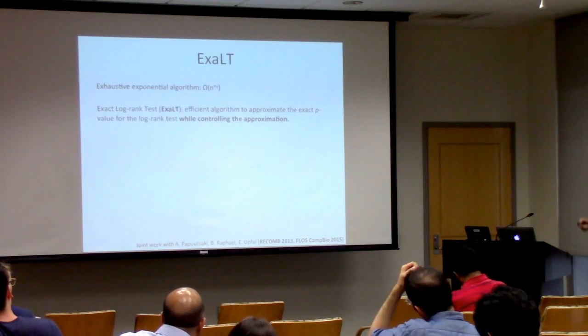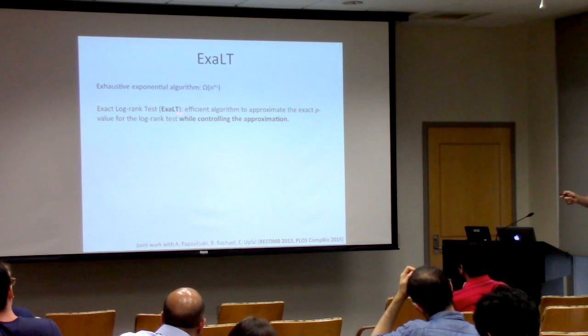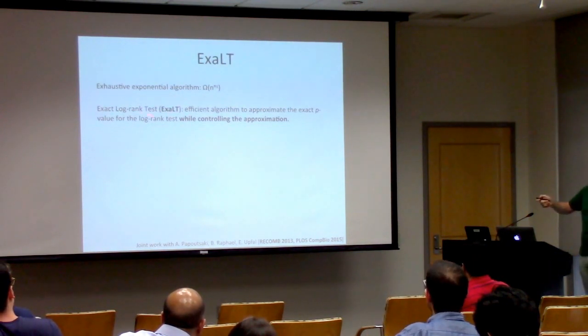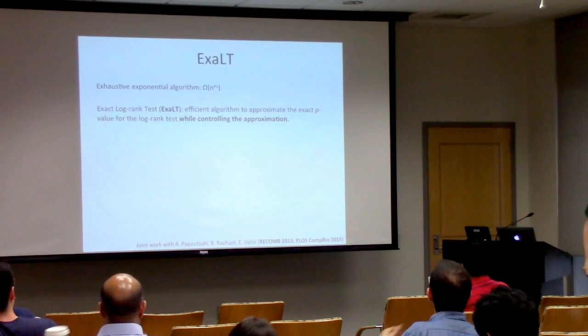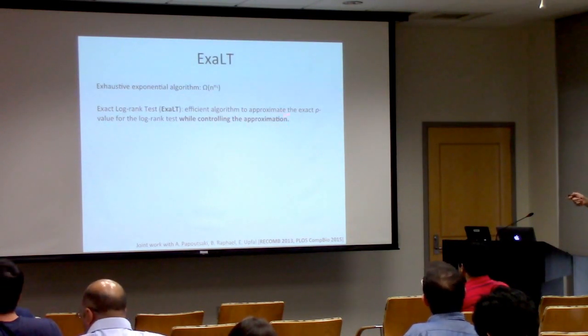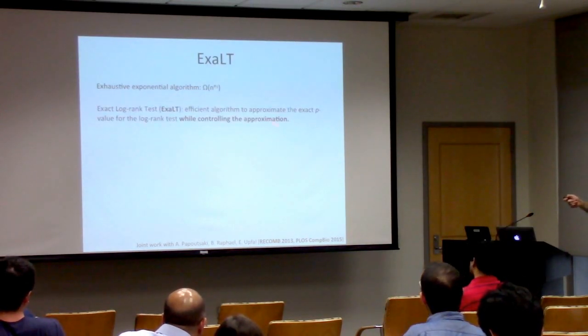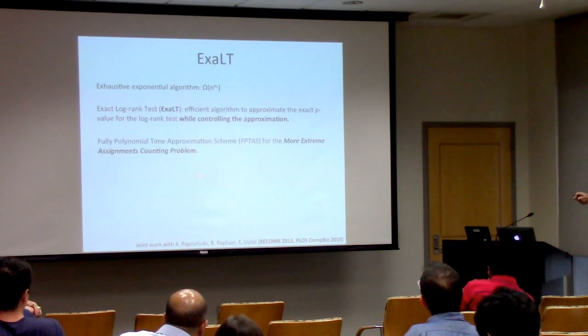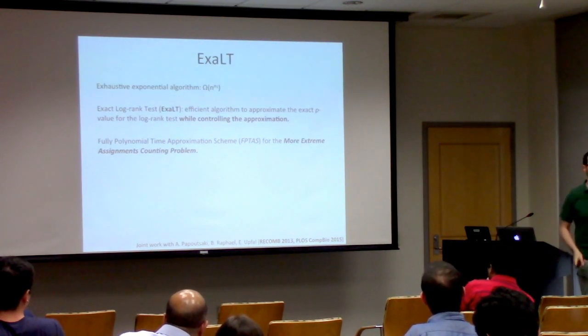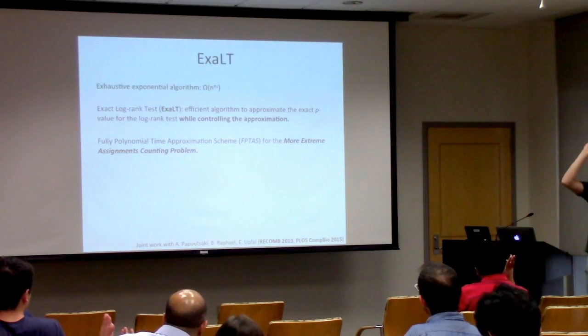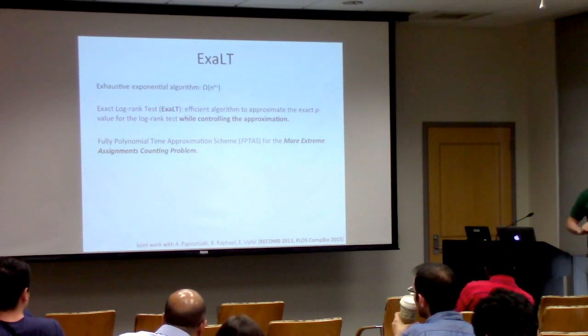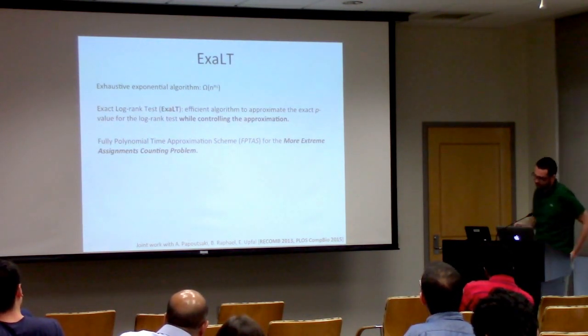Okay? So what we have done then is we have designed an algorithm that we called EXACT, for exact log-rank test, not a very creative name, I guess. That is an efficient algorithm to approximate the exact p-value for the log-rank test while controlling the approximation. So what do I mean by while controlling the approximation? It means that actually the algorithm we give is a fully polynomial time approximation scheme for this counting problem. So let's see, how many of you have ever heard of FPTAS, or fully polynomial time approximation schemes? Okay, more than usual, so I guess that was a good idea to put such a name on the slide.